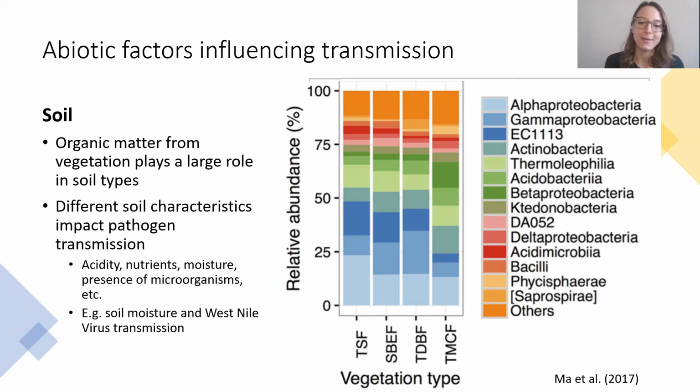And of course, this has repercussions on humans because, as we said, soil and vegetation are really important for crops. And so you can imagine that if we are growing crops in a soil that is maybe contaminated with some bacteria, then that, of course, would be another transmission route for humans in terms of pathogen spread.